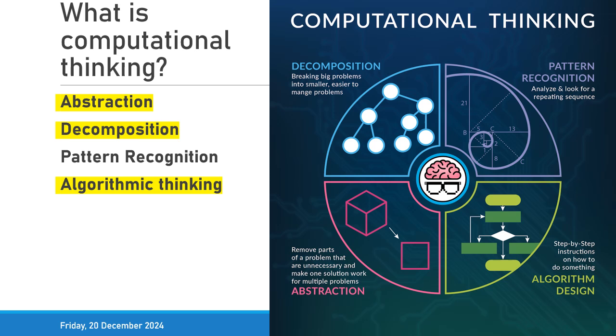There are technically four strands to computational thinking. For us, though, in OCR computer science, if you ever would do it in year 10 and year 11, it's only abstraction, decomposition, and algorithmic thinking. But the cousin of it is pattern recognition. That's really beneficial when you are solving problems. And we're going to come to that later on.